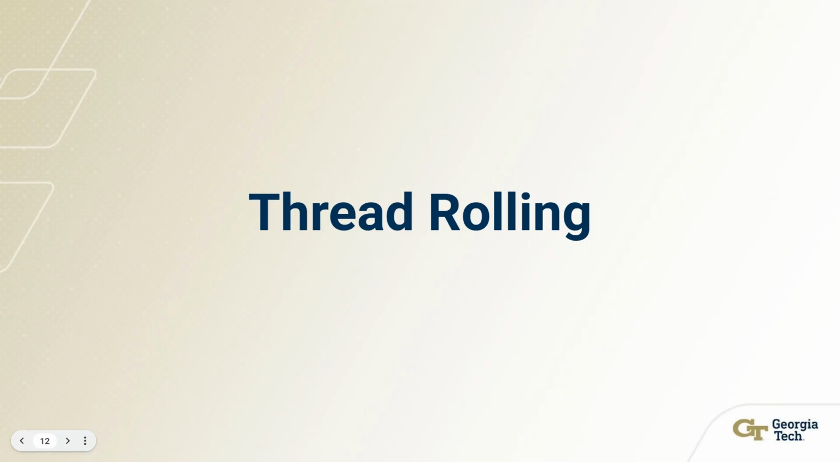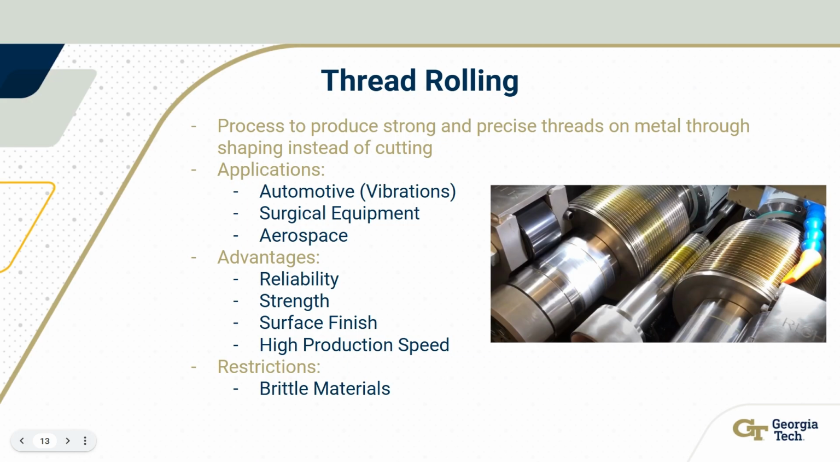And then fourth up, we have thread rolling. I just think thread rolling is important to talk about and learn about because it's extremely used everywhere. I mean, fasteners are all over the place. And thread rolling actually allows us to get a stronger and more precise way to make these threads on metal instead of your general thread cutting.